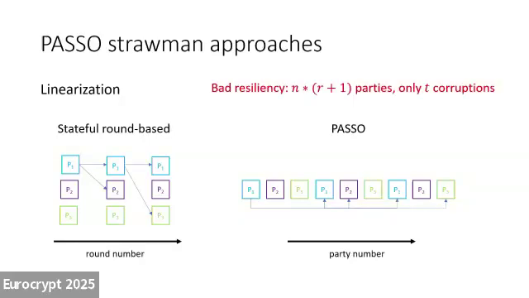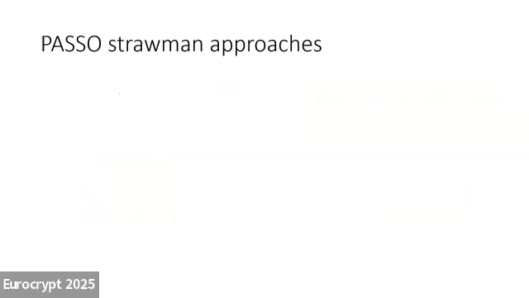So this is nice, but the problem with this is that it has bad resiliency. We still can only tolerate T corruptions, but now instead of n parties, we have n times (r+1) parties, where r is the number of rounds in the stateful round-based protocol. Okay, so can we somehow improve the resiliency?